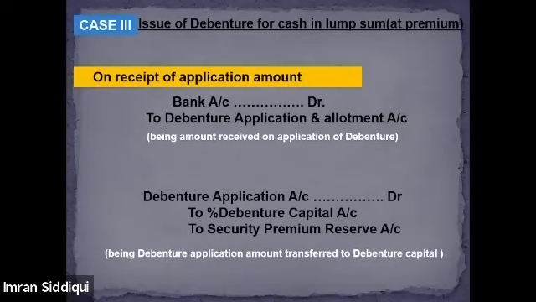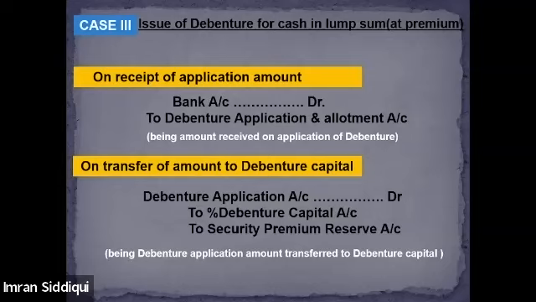Third case could be if the debentures are being issued for cash or lump sum, but at premium. So if the debentures are being issued at premium, journal entry will be same. For the receipt of application amount, it will be bank account debit to debenture application and allotment account. But in case of the transfer of application amount to debenture capital, journal entry will be debenture application account debit to percentage debenture capital account and security premium reserve account, as we used to do in case of the issue of shares. In this case as well, if the debentures are being issued at premium, same entry will be done.